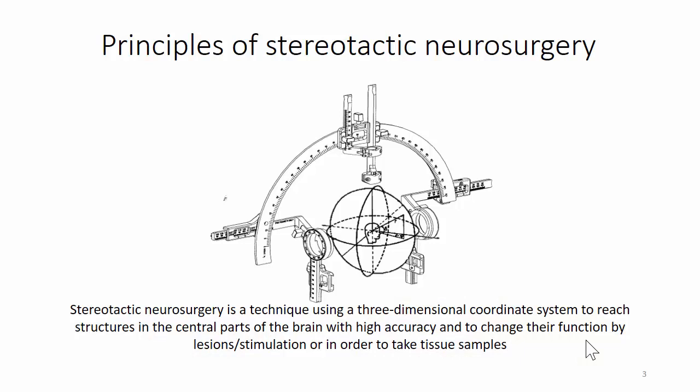Before we start with how to calculate coordinates, let us look briefly at the principles. Stereotactic neurosurgery is a technique using a three-dimensional coordinate system to reach structures in the central parts of the brain with high accuracy and to change their function by lesions or stimulation or in order to take tissue samples.